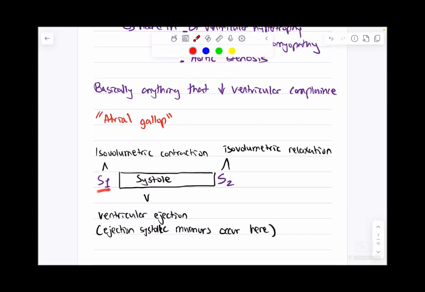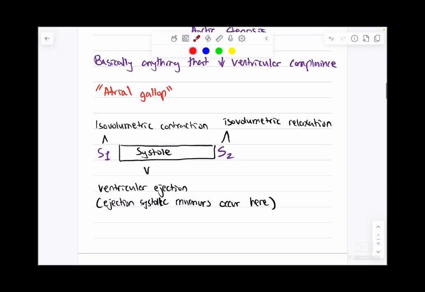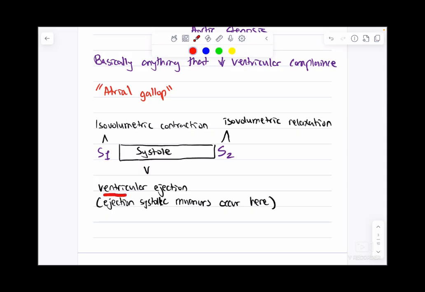S1 is also known as the isovolumetric contraction phase. S2 is also known as the isovolumetric relaxation phase. And the systole, like I said, itself is in between the S1 and S2. The systole is known as the ventricular ejection phase. The heartbeat itself ejects the blood. And ejection systolic murmurs occur here, obviously, because it's during the ejection.